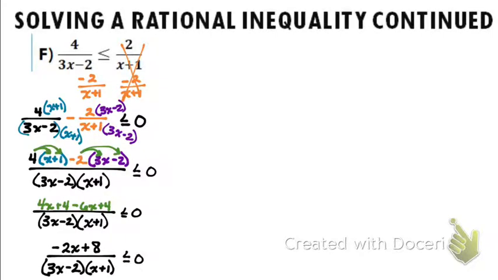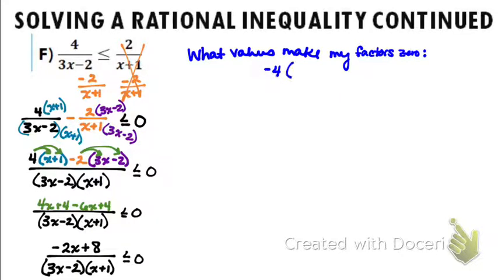All right, so what values make my factors 0? Yep, so we have, you said -4, 2/3, and -1. Beautiful, beautiful. Which part does -4 go into? Good question.